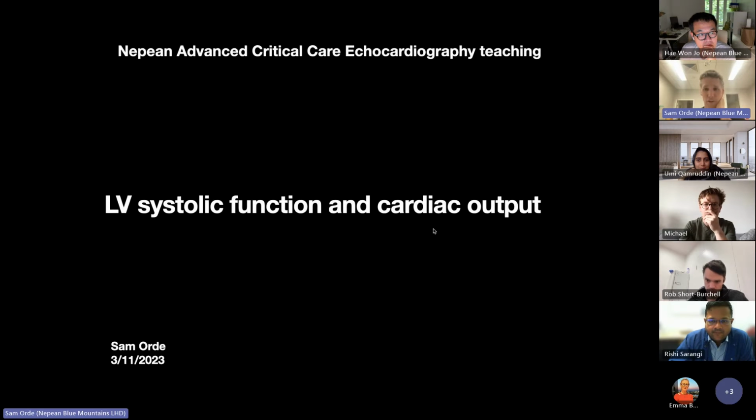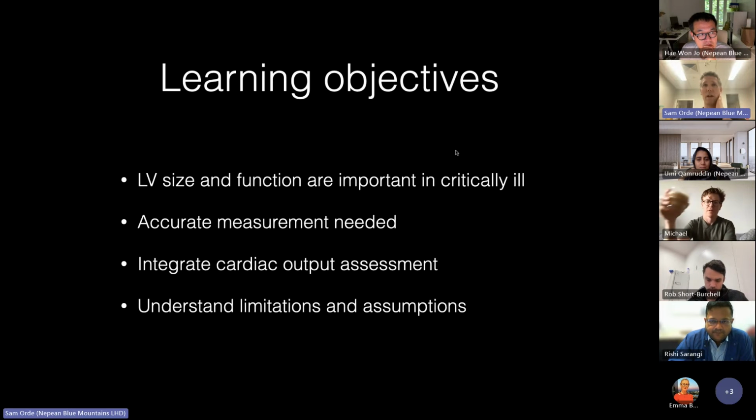To talk about LV systolic function and cardiac output. Over the course of the lecture, I just hope I can try and persuade you that LV size and function is incredibly important in the critically ill. We need to talk about how to make these measurements accurately, and I think that's a really important part because we are sonographers almost as well as clinicians, and you've got to be able to make accurate measurements if you're going to try and communicate appropriately.